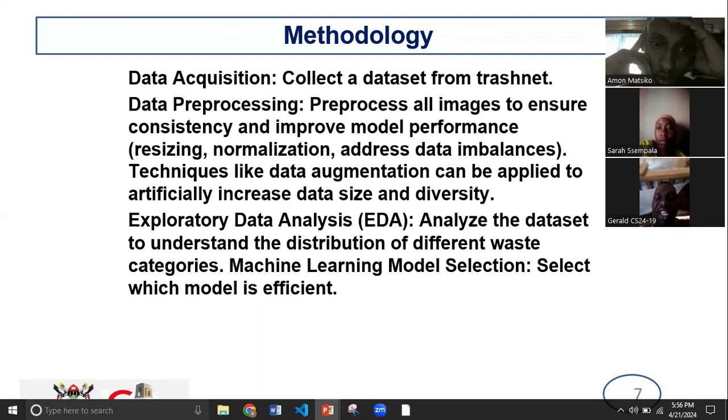This is basically if you are using EfficientNets. One of our methods was exploratory data analysis. Here we analyzed the data set to understand the distribution of different waste categories. Then machine learning model selection: we had to select which model was actually efficient.